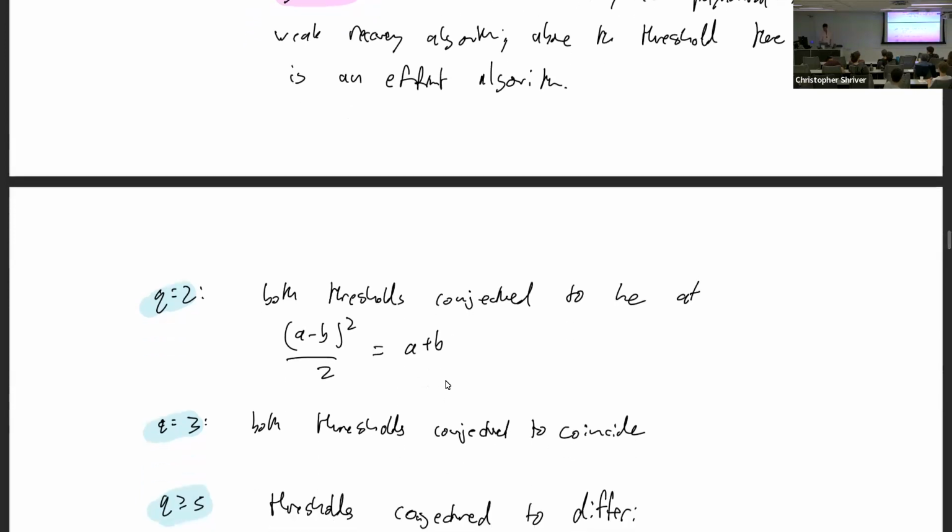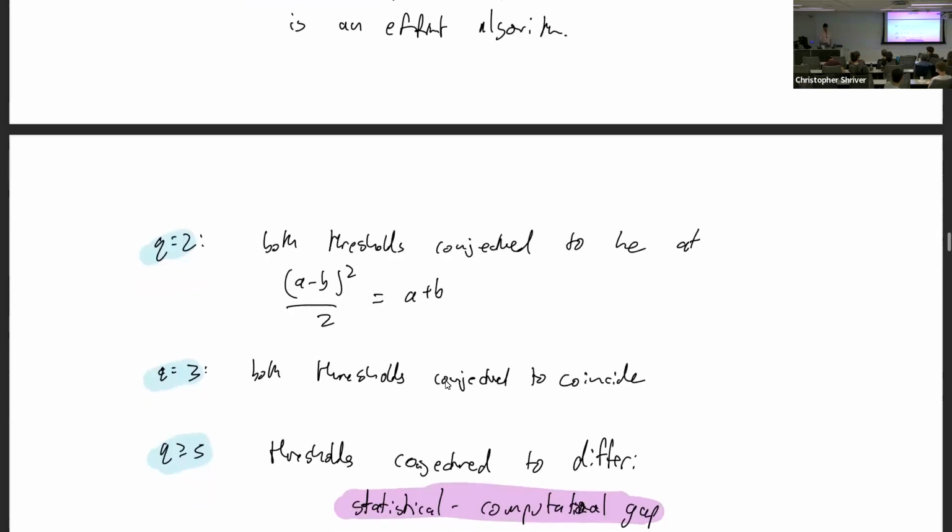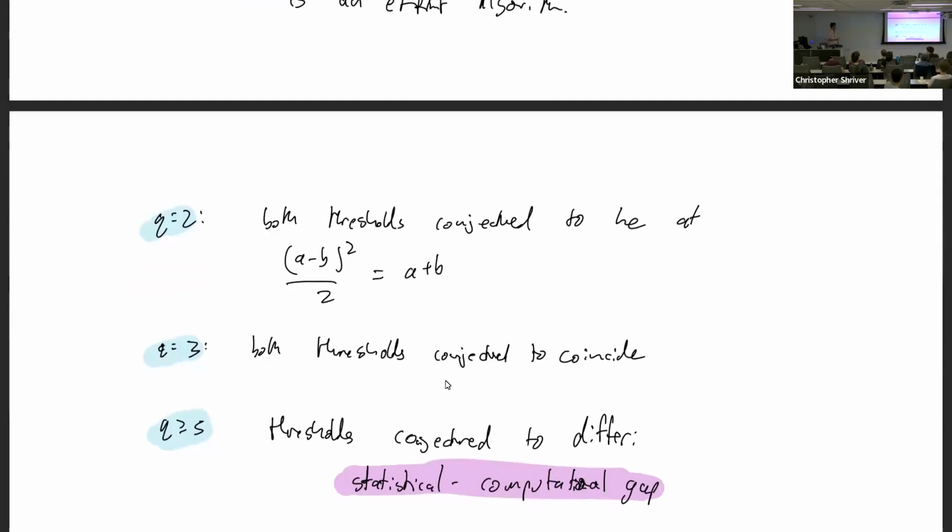And then for Q is 3, they also predicted the threshold should coincide. For Q is 4, it depends a little bit on the parameters, whether they predicted it to coincide or not. But for Q at least 5, they conjecture that the two thresholds are always different. There's a gap. This is what we now call a statistical computational gap, where some statistical inference problem is solvable with, say, exponential time, but not solvable, we think, in polynomial time.